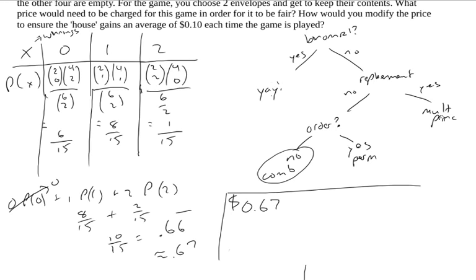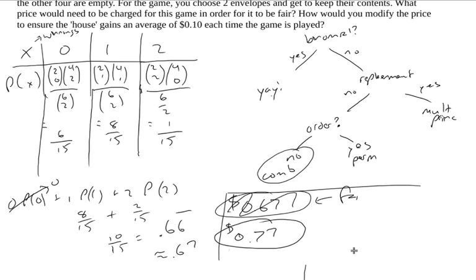This would be, let's see, what is the price that would need to be charged? That is the price that would need to be charged. How would you modify the price to ensure that the house gains an average of 10 cents each time? So usually this is a very common thing that's done. You'd figure out what the expected value of playing this game and expected winnings of the game would be. And then you'd say, okay, well, I don't want to break even on this if you're going through the effort of letting people play this game. You'd say, okay, instead of charging 67 cents, I'm going to charge 77 cents.